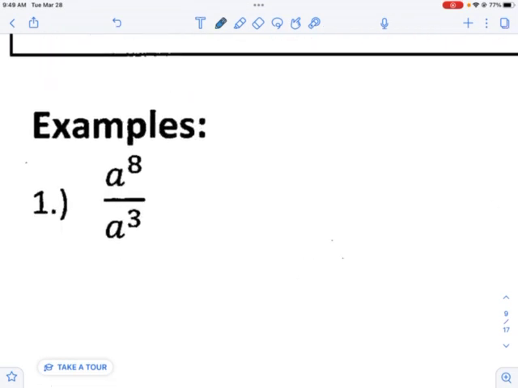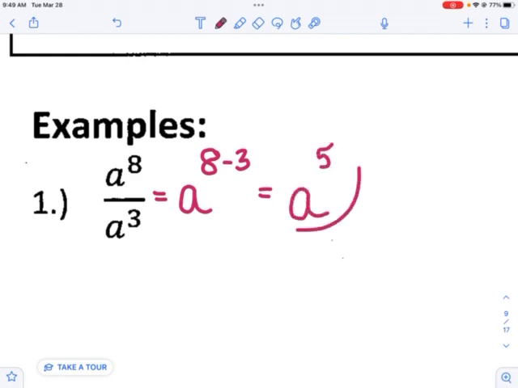I have like bases, so I can do a to the 8 minus 3, and I should get a to the 5th. Again, if you wanted to expand the numerator, expand the denominator, and cancel what is alike, you can, but you should end up with a to the 5th.